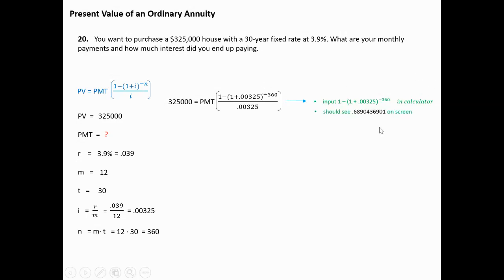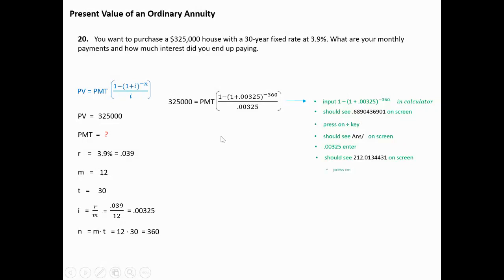So this is what you should see on the screen: 0.68904369001. Then you're going to hit the division key. After you do that, this is what the screen should look like. Then you're going to enter 0.00325 and hit enter. So this is what you should see on the screen. Now here, guys, this whole right side is equal to 212.0134431 times the payment, right?